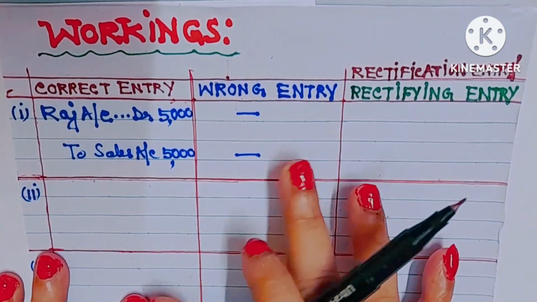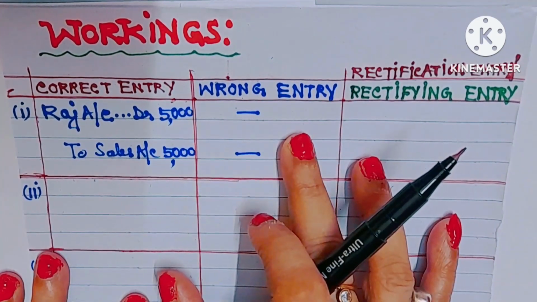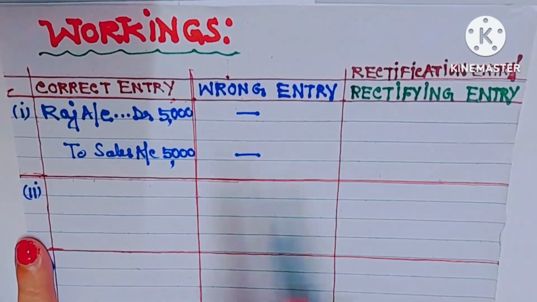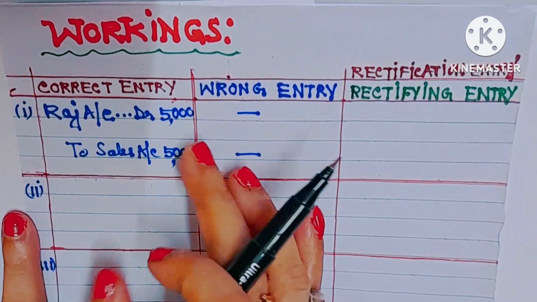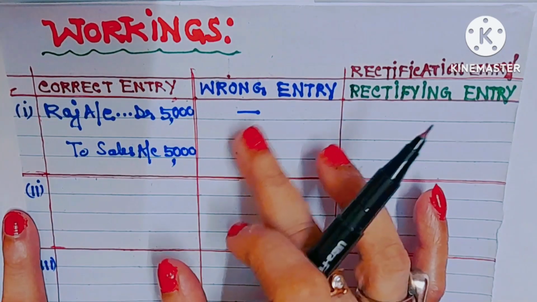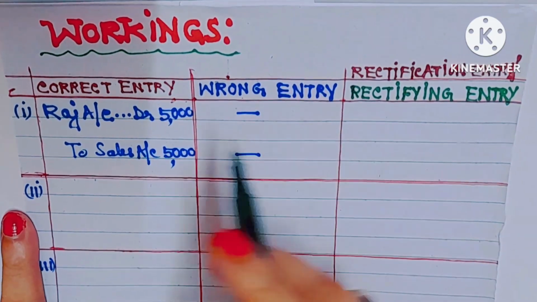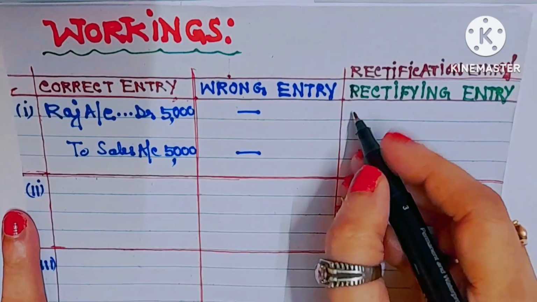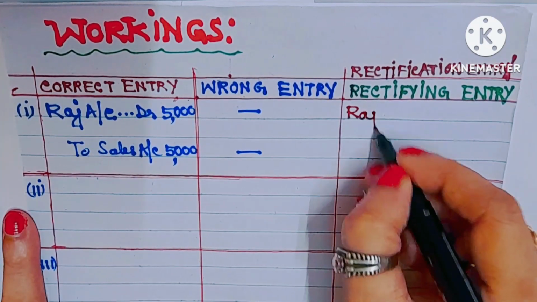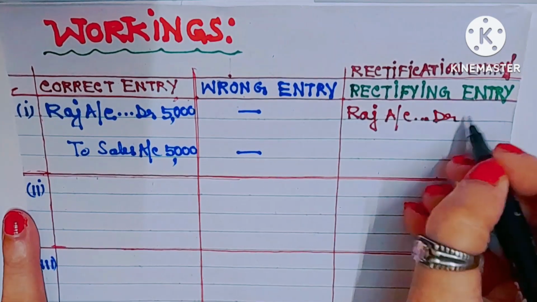The technique is always compare the correct entry and the wrong entry, and then you will get the rectifying entry. Okay, now let's compare. On the debit side, we'll see the debit side of correct entry. Raj account debit 5000. On the debit side of wrong entry, nothing has been recorded. So we'll just copy the correct entry. Okay, in the rectifying entry, Raj account debit 5000.